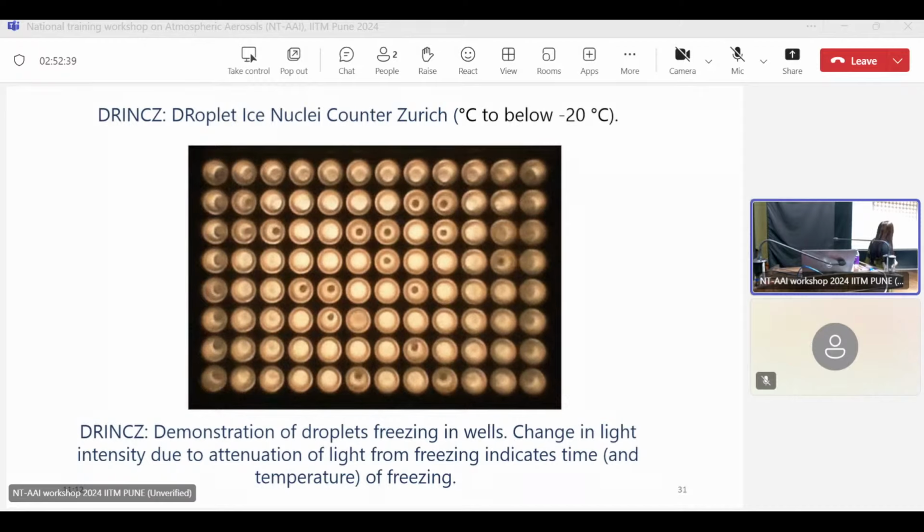So this is one example. This is the picture from DRINCZ. DRINCZ is what? It is the Droplet Ice Nuclei Counter Zurich, as he calls it. Again, the important thing is from which range to which range it is going. I think I missed a 0 there, but it is going from 0 degrees C to below -20.